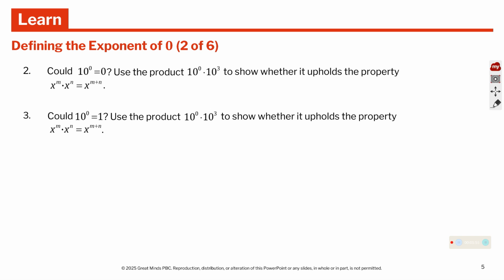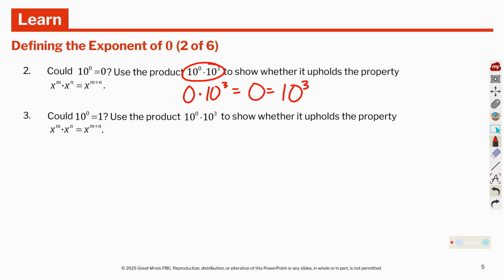Well then, could it be 0? If I replace 10 to the 0 with 0, 0 times anything is 0. But it's supposed to come out to 10 to the third if we use our exponent rules. Those are not equivalent. That says 0 is equal to 10,000. That is not a true statement. So 10 to the 0 power cannot equal 0.